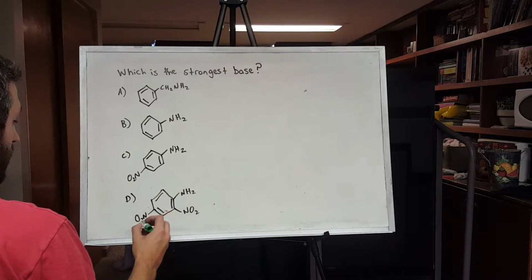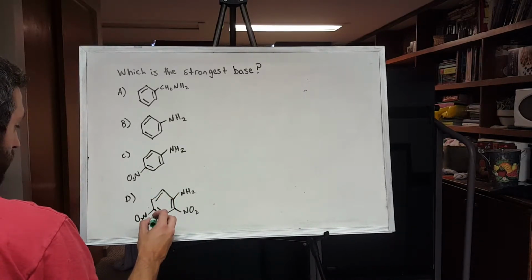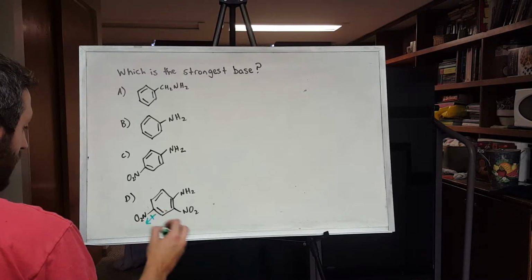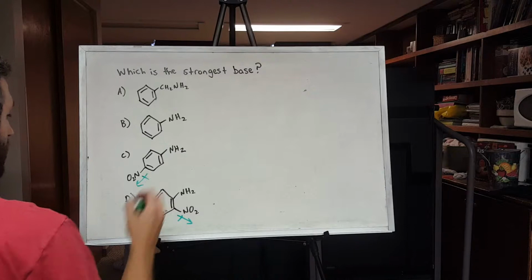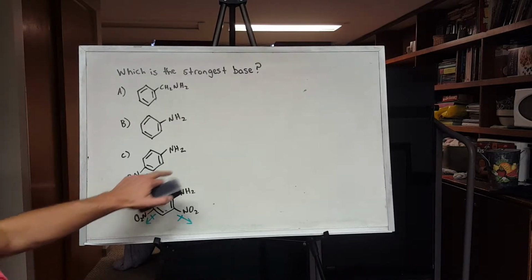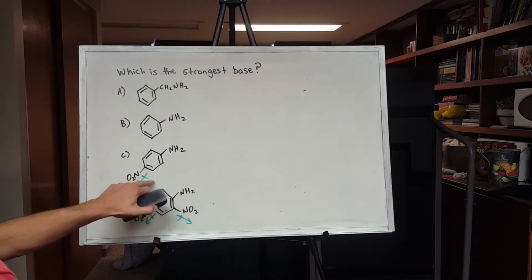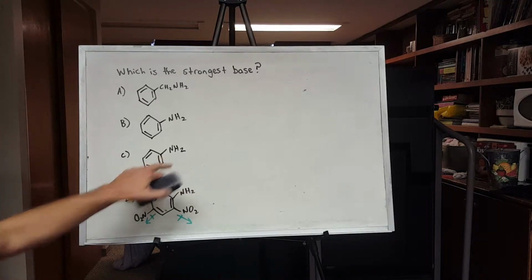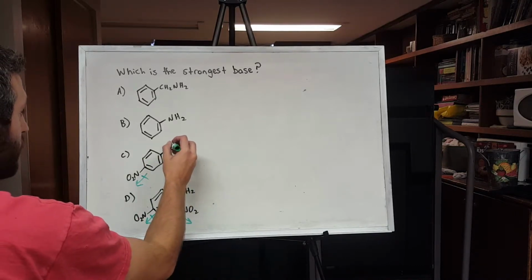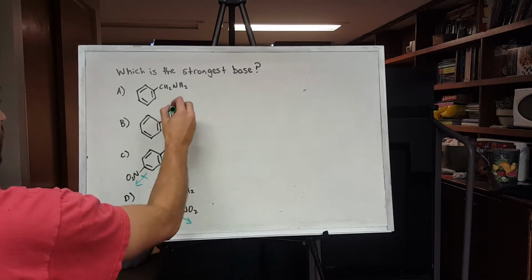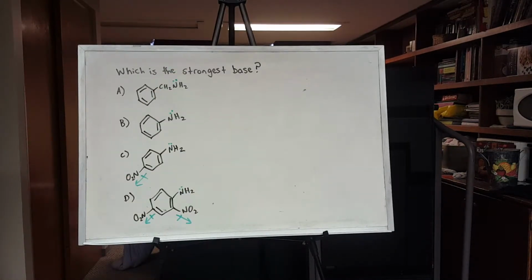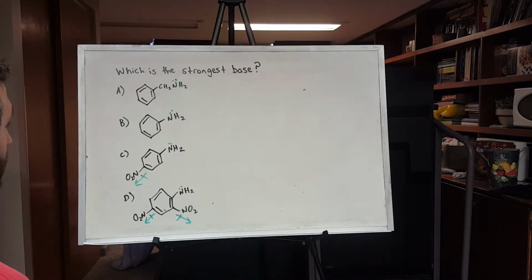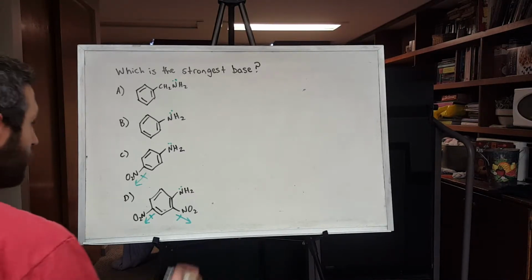Okay, so NO2 is a deactivating substituent on benzene rings. So it pulls electron density away from the ring and away from the nitrogen, which makes it more positive. The more deactivating substituents there are, the less likely it is to pick up a positive proton. So it'll be a weaker base. We can show this through resonance.